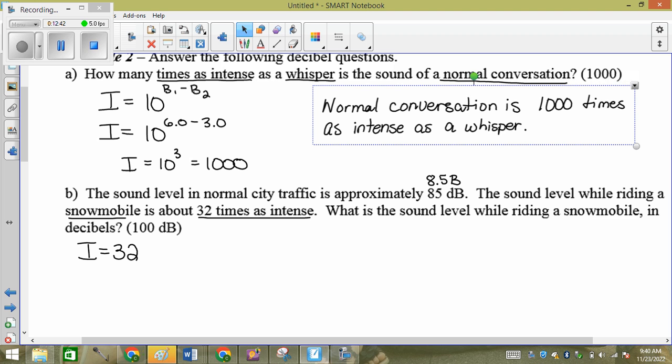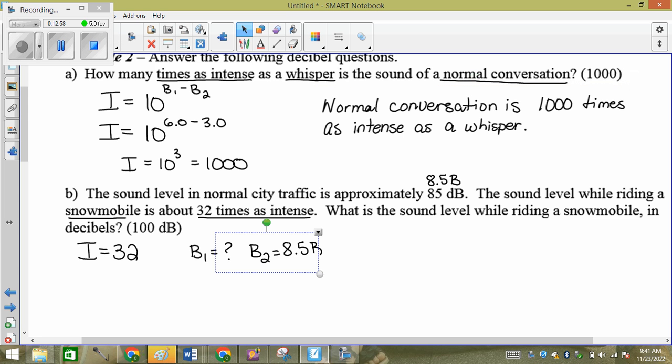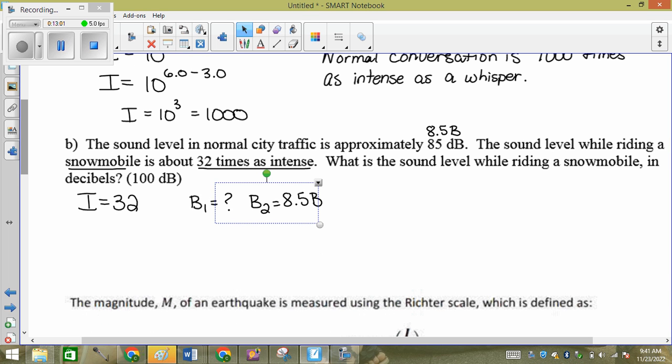So if it's growing, my first number, B1, has to be what? Bigger. So that's the one I'm trying to find. And my B2 is 8.5 bels. So I know that my answer needs to be greater than 85, right? If my answer is less than 85, I put them in the wrong spot. You should be able to reason yourself out of it. If you put 8.5 as B1, you're going to get a smaller number than 85, and then you'll know, oh, I messed up, because the snowmobile needs to be louder, right? So 32 equals 10 to the B1 minus 8.5.